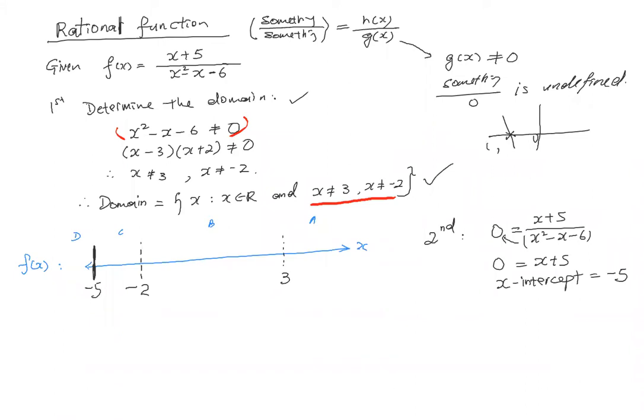Right. So can anyone tell me what is the value of f(negative 5)? 0. Yeah, 0. Okay, correct, because negative 5 is the x-intercept. So what is the value of f(negative 2)? Nicholas? What is the value of f(negative 2)? When x equals negative 2, what is the value of y?